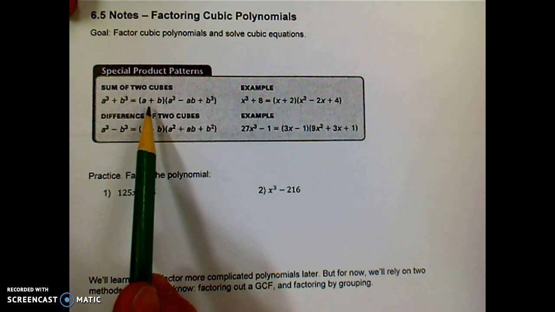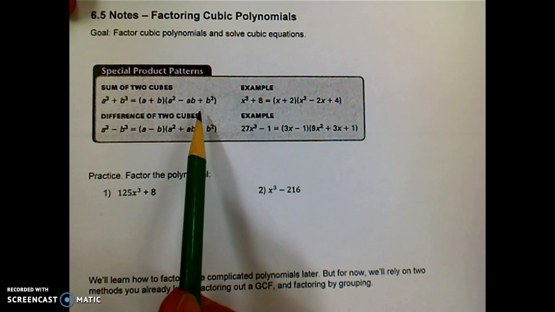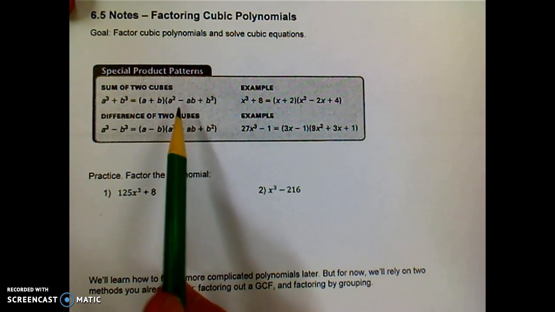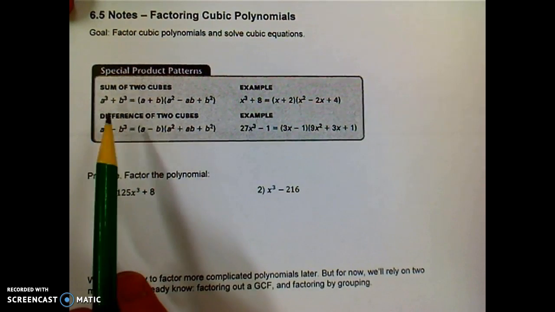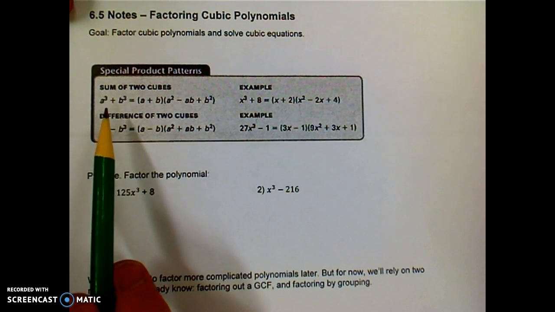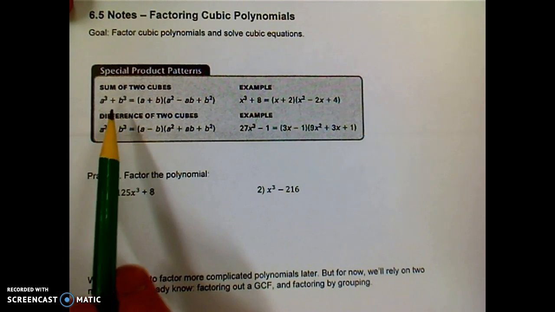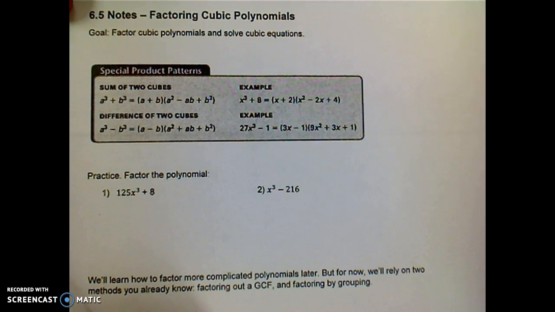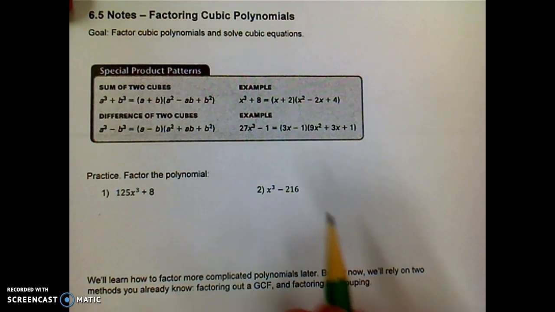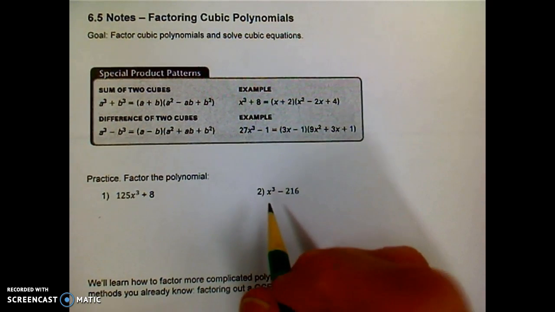We'll factor them into a binomial times a trinomial, and typically that second trinomial is not easily factored. Our first move, though, is to identify the a and the b. What's the cube root of each of these two terms? So let's take a look at a couple of examples. Let's look at one that might be a little bit easier to see.